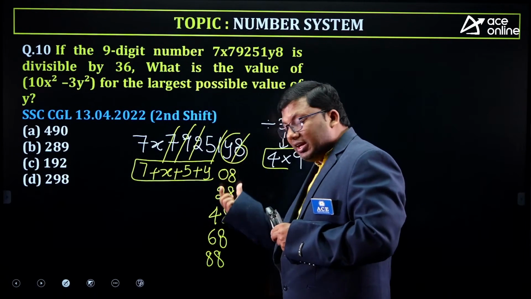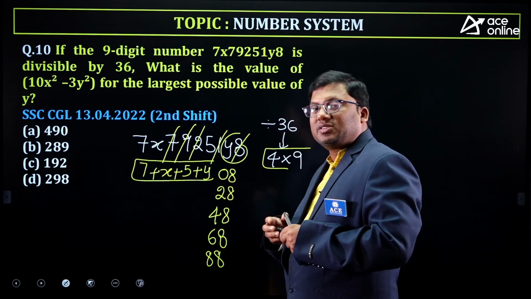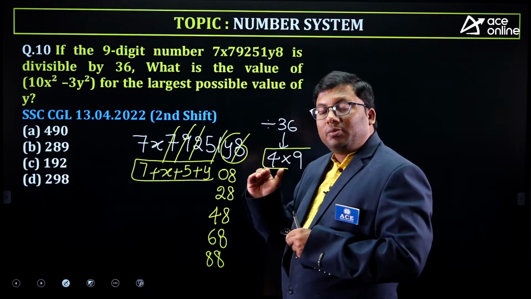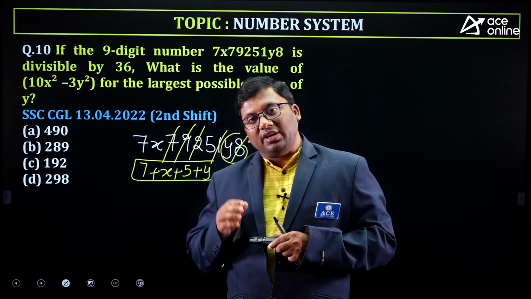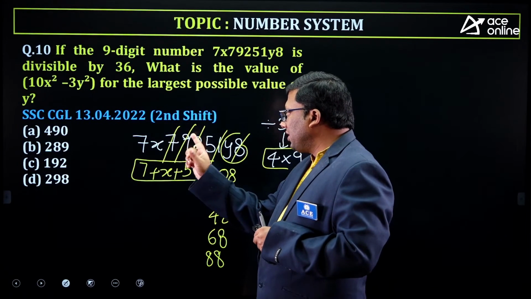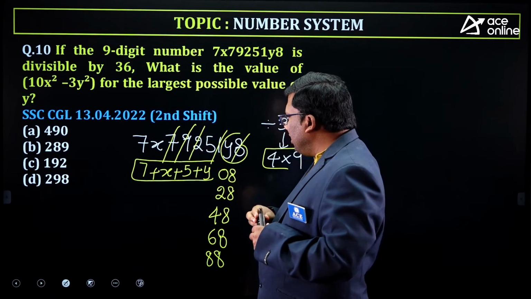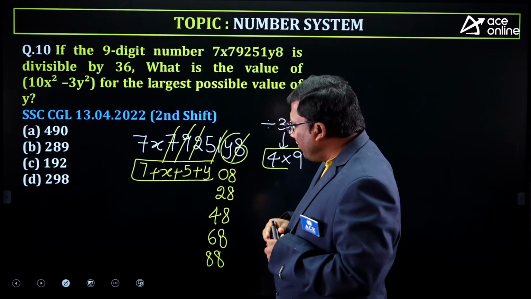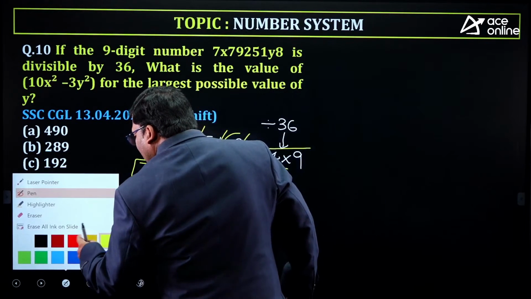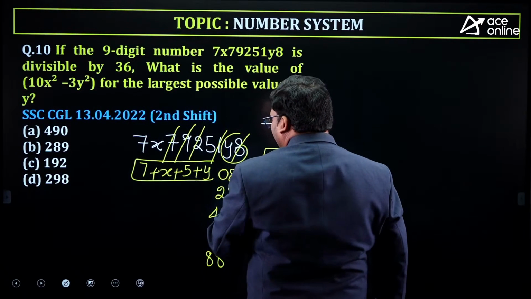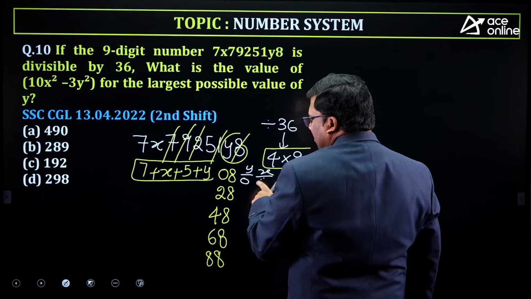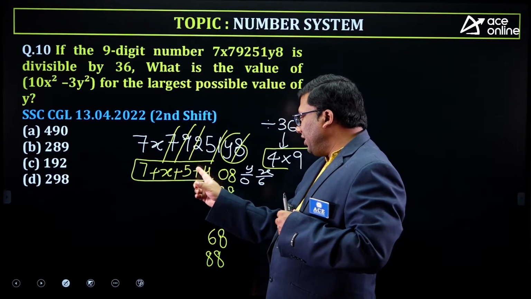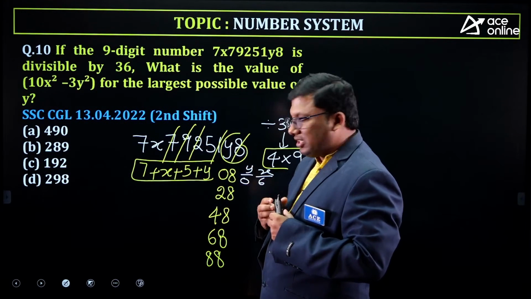For it to be divisible by 4, the last two digits should be 08, 28, 48, 68, 88. Y is 0. For it to be divisible by 9, the sum of the digits should be divisible by 9. So 7 plus x plus 5 plus y. If y is 0, x will become 6. Why, sir? Because the sum should be divisible by 9. 7 plus 5 is 12, 12 plus 0 is 12, 12 plus 6 is 18.